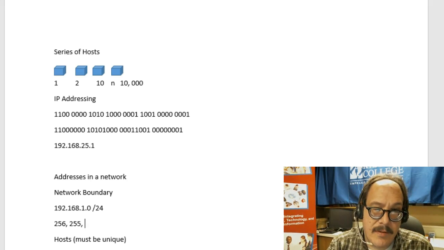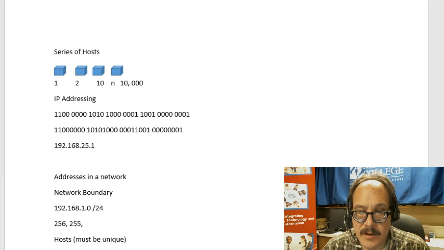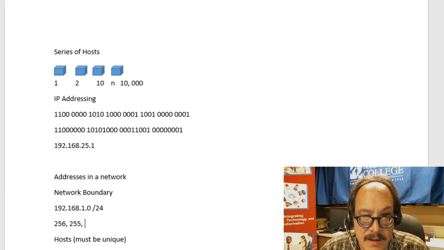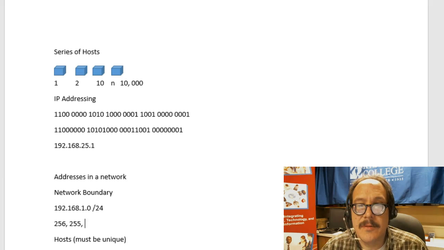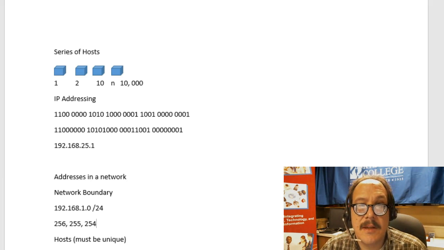That's 255. And that's the function of it. Okay, we talked about broadcast in the last course. Broadcast addresses are used to send packets out. And then the number of hosts I have available, actually assignable host addresses, is 254 in the subnet.